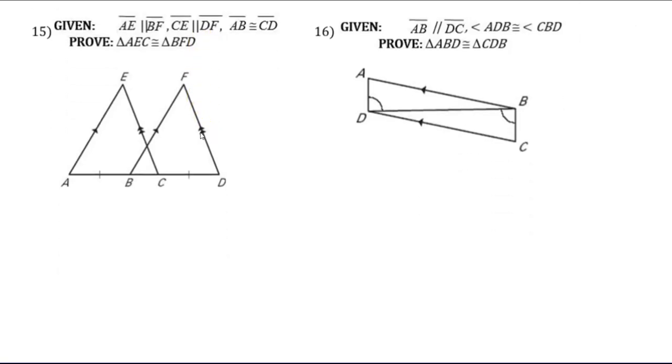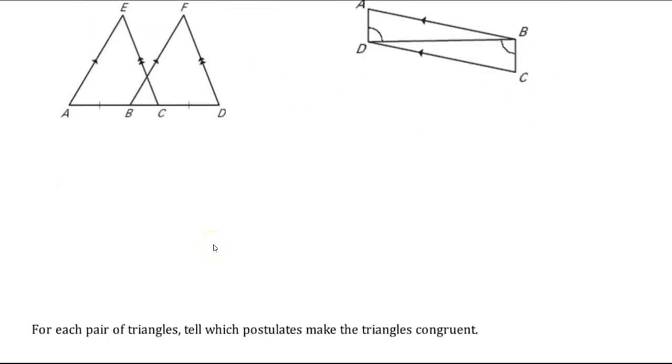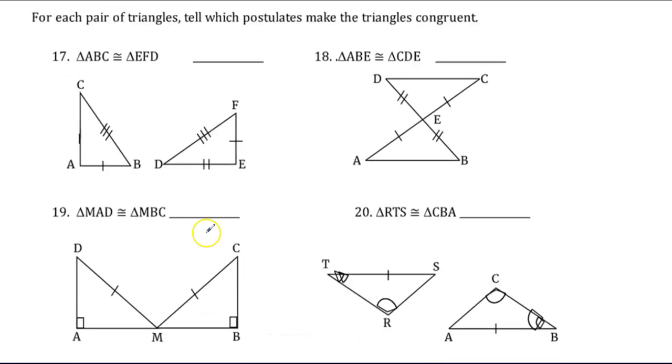Moving on to the next question. This is a proof. I'm going to write down the full proof on the bottom here, and you can take a look at how it is solved. Oh, psych, just kidding. I'm not going to give you the proof. This is going to be something for class. But for each pair of triangles, we're going to tell which postulates make the triangles congruent. Let's go through them one at a time.